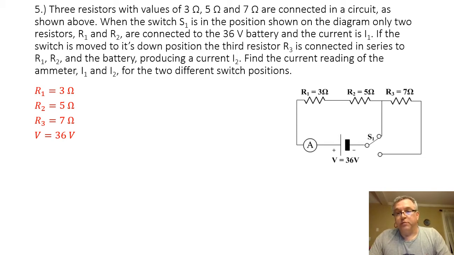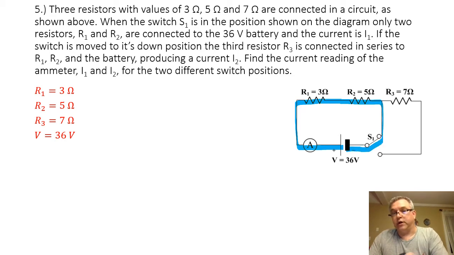So for the first part of this, we want to find the current when the switch is in the upper position. So if we follow the path of the current, if we go across, up, through our R1, through R2, remember the current is going to follow a closed circuit. It has to have a complete path from one end of the battery to another. So you can see it bypasses resistor 3.